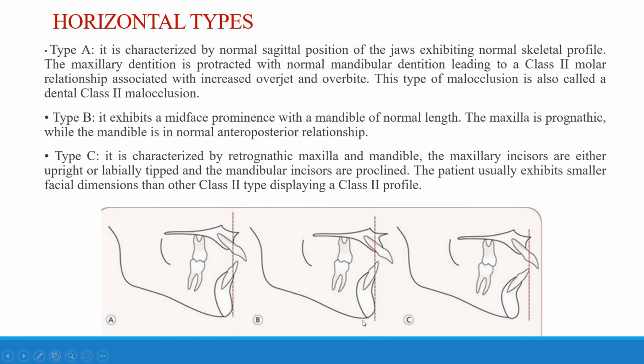Type B exhibits a mid-face prominence with a mandible of normal length. The maxilla is prognathic, while the mandible is in normal anterior-posterior relationship.